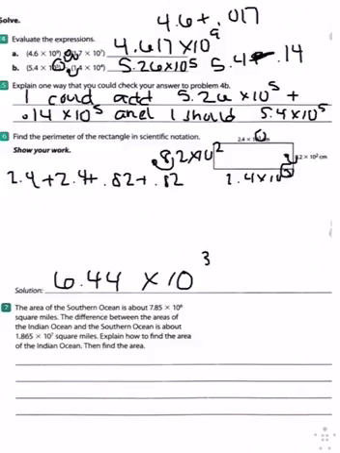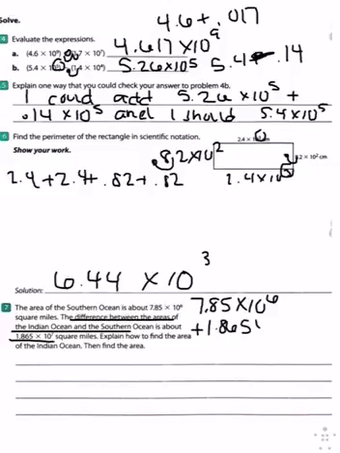Number 7, the area of the Southern Ocean is about 7.85 times 10 to the 6th square miles. The difference between the areas of the Indian Ocean and the Southern Ocean is about 1.865 times 10 to the 7th square miles. Explain how to find the area of the Indian Ocean. So it tells me that the difference between the areas of the Indian and the Southern is 1.865 times 10 to the 7th. It gives me the difference. So I have to work backwards. I'm going to add 7.85 times 10 to the 6th plus 1.865 times 10 to the 7th.